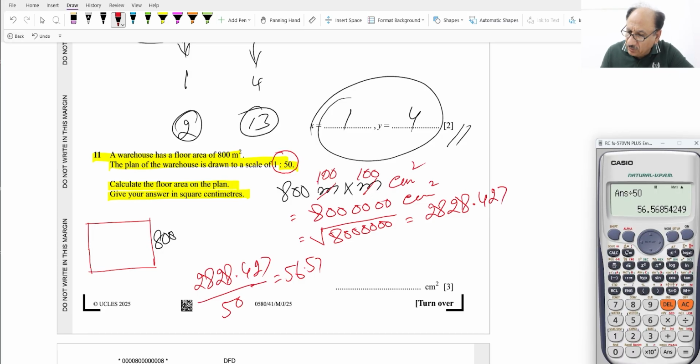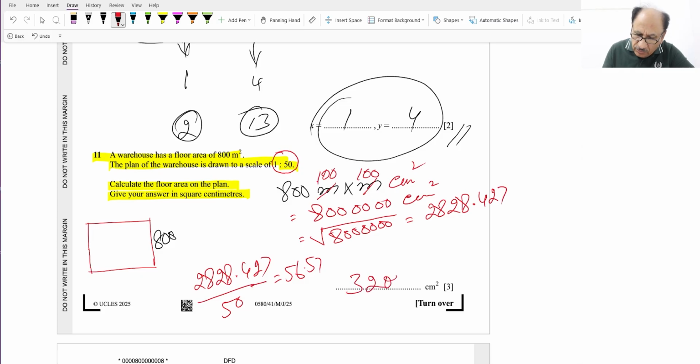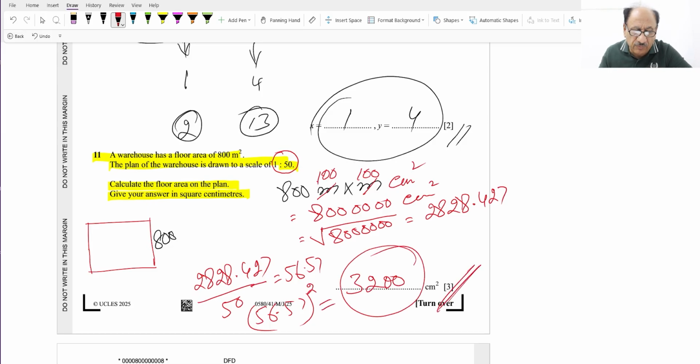So we'll take the square of this, so the answer will be equal to 3200. So 3200, and we can write here 56.57 squared is equal to this one, and this is our final answer for 3 marks. Hopefully you understand this also.